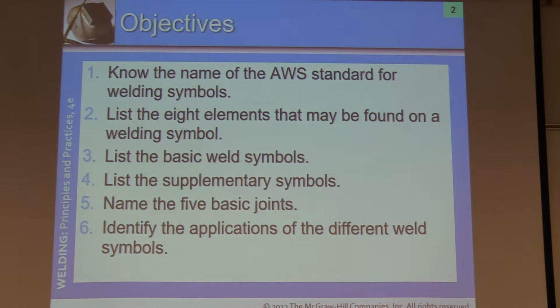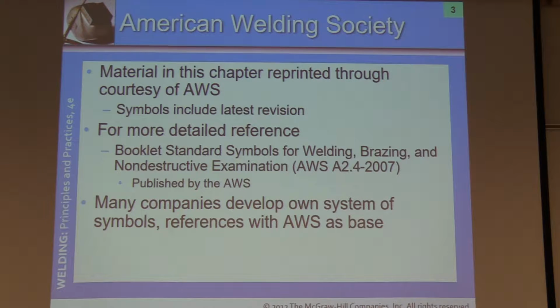So let's break it down. Start off with the objectives. We're in Chapter 30 out of the book. It starts at page 1001. Okay. So the material in this chapter is reprinted courtesy of the AWS.